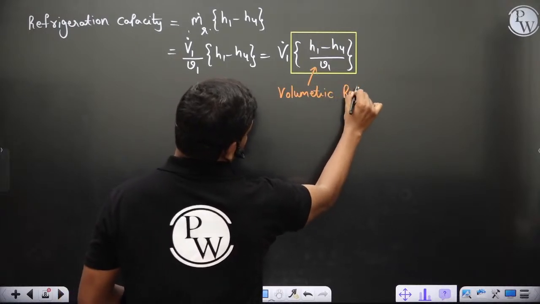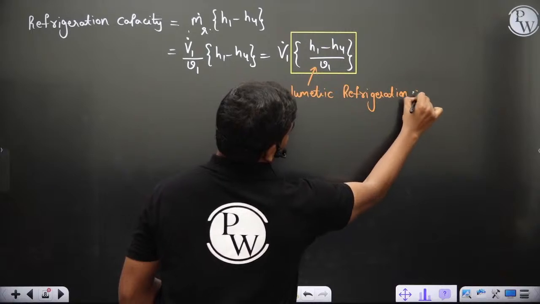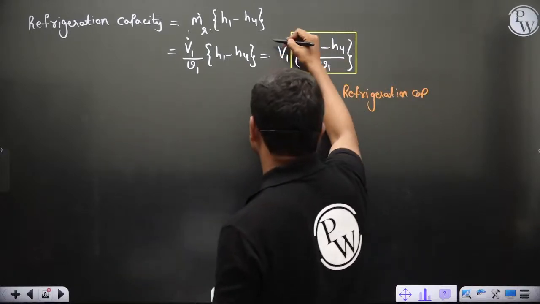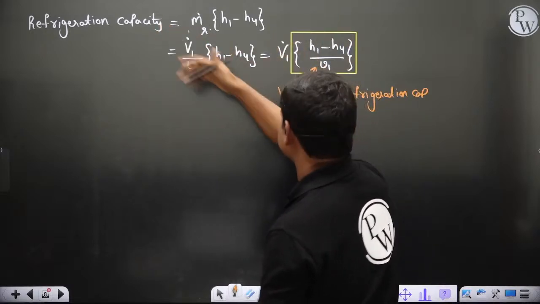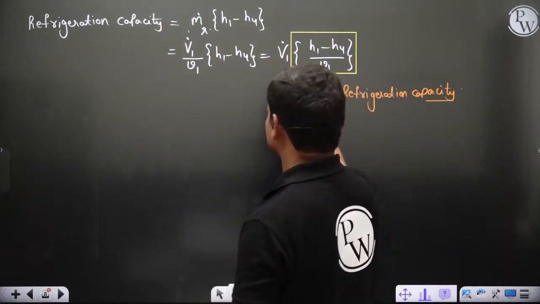Volumetric refrigeration capacity means: for 1 unit flow of refrigerant, for 1 meter cube per second flow of refrigerant, what is the cooling effect that you get? That's it, okay. So volumetric refrigeration capacity talks about the size of the plant.